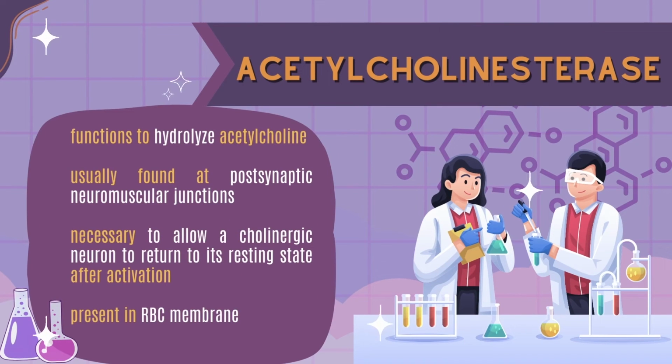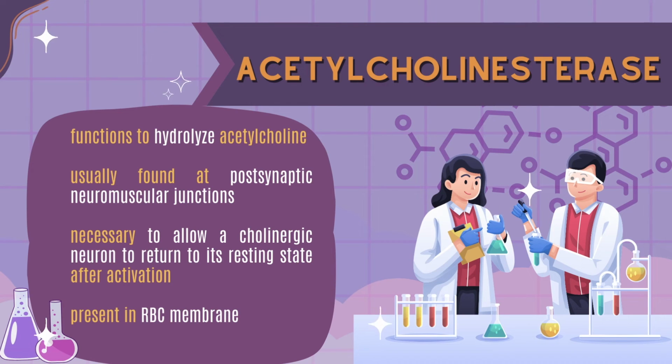So what is acetylcholinesterase? As mentioned in the flow of cholinergic transmission, it's an enzyme that functions to hydrolyze acetylcholine, or break it into two, which are choline and acetate or acetic acid. They are usually found at postsynaptic neuromuscular junctions, and they are necessary to allow a cholinergic neuron to return to its resting state after activation. In addition, it is also present in the RBC membrane, where its exact function is unknown, but it may regulate erythrocyte permeability.